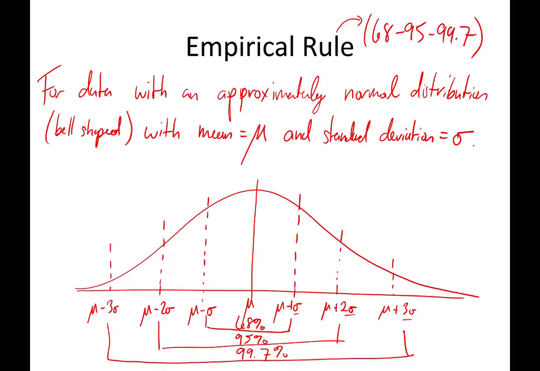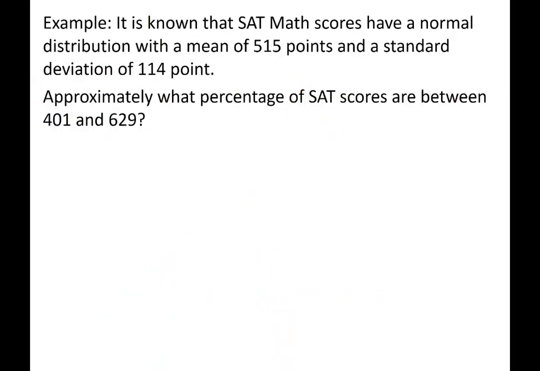All right, so here's an example. SATs, we talked about standardized tests when we were talking about shapes of distributions. SATs are designed to produce normal distributions, and the reason they like normal distributions is because it makes inference really easy. So we know that SAT math scores have a normal distribution with a mean of 515 points, standard deviation of 114 points. So I'd like to know approximately what percentage of SAT scores are between 401 and 629.